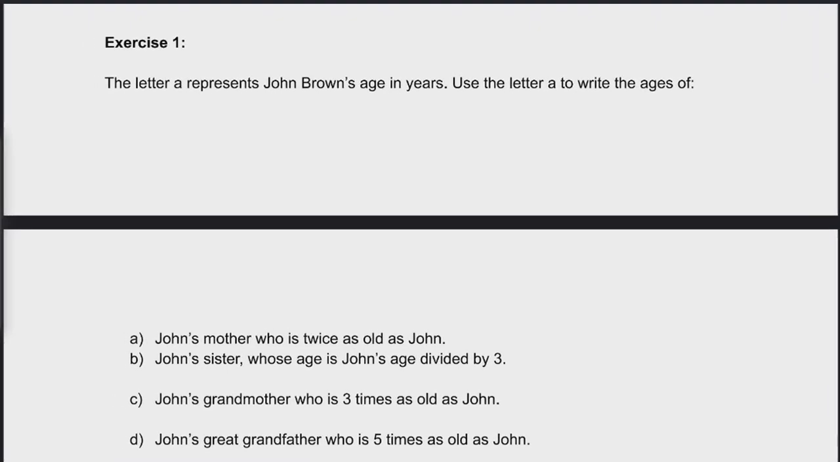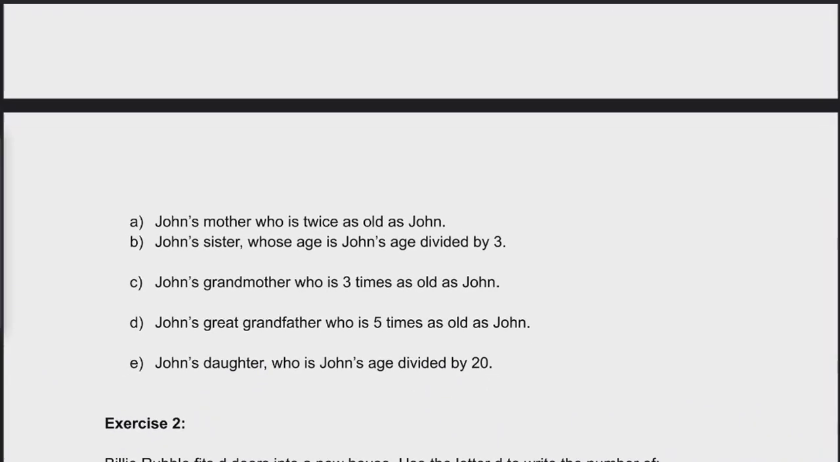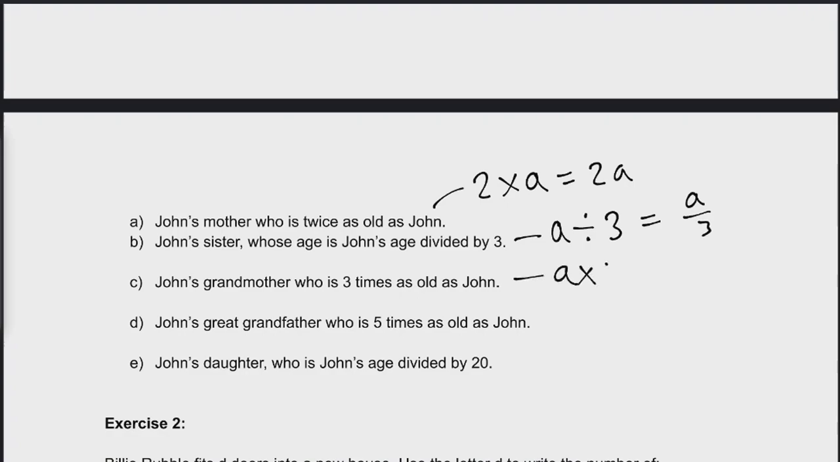Exercise 1 says the letter A represents John Brown's age in years. Use the letter A to write the ages of John's mother, who is twice as old as John. So his mother is going to be 2 times John's age, which is 2A. John's sister, whose age is John's age divided by 3, that is going to be A over 3. John's grandmother, who is 3 times as old as John, that is going to be A times 3, which is 3A. John's great-grandfather, who is 5 times as old as John, that's going to be 5 times A, which is 5A.